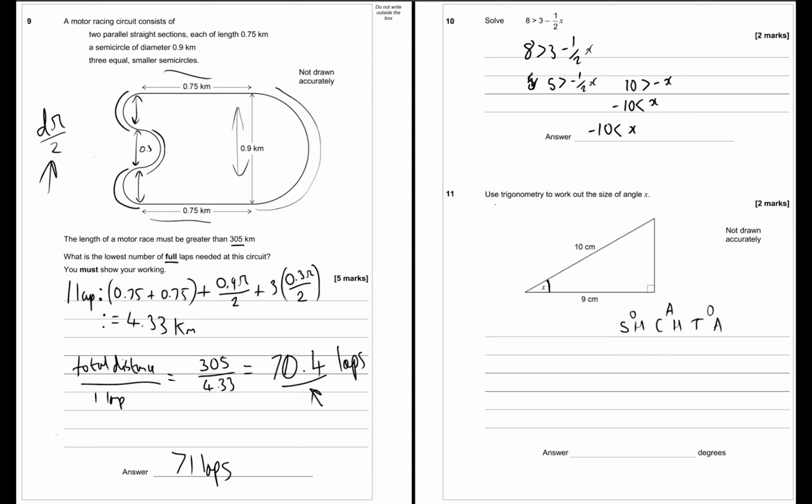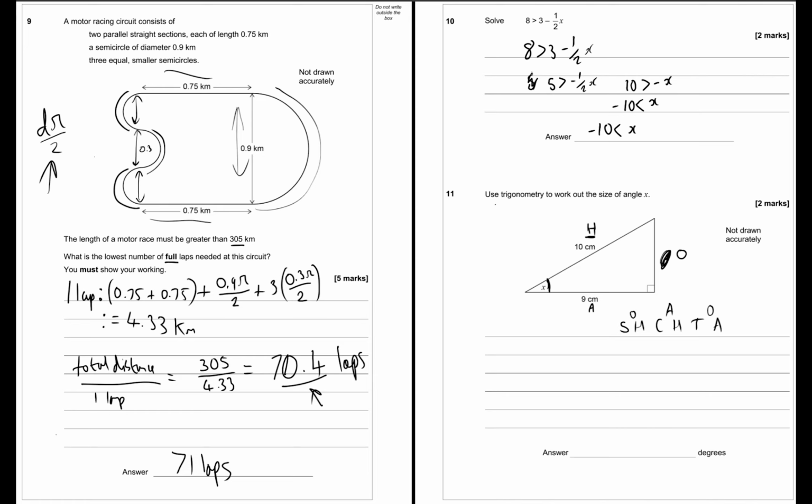Okay, so we want to label our sides in relation to our x angle. This one here is the opposite side, so that's going to be called O. The 10 centimeter side is the longest, so that's the hypotenuse. 9 centimeters is next to x, so it is adjacent. So what do we have?